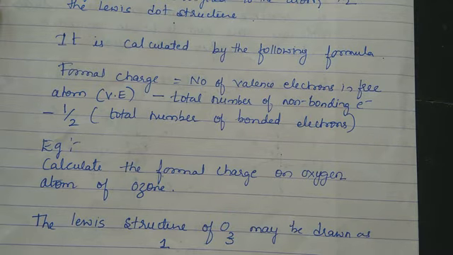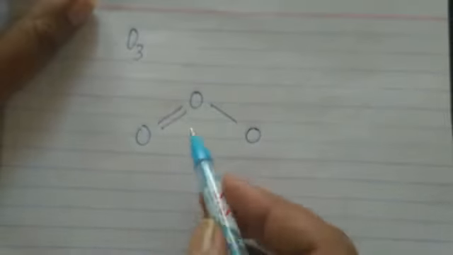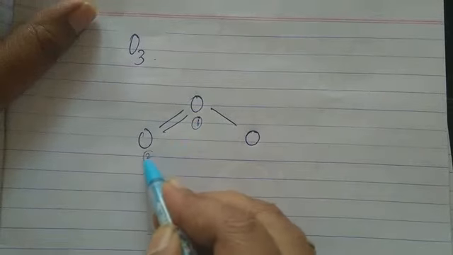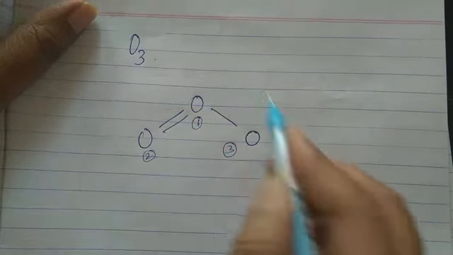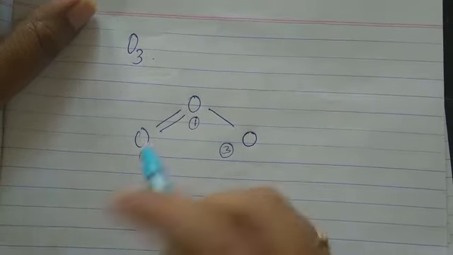First we shall write the structure of the ozone molecule. So what is the structure of the ozone molecule? O3. So I shall write the structure of it, O double bond O, O. You should be able to write the structure of the ozone molecule. Now I shall number them as 1, 2 and 3. So we will complete the octet structure of it, the Lewis dot structure.